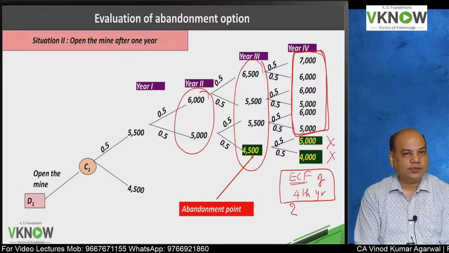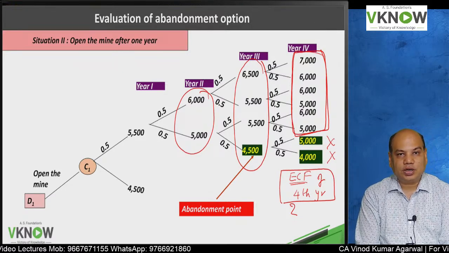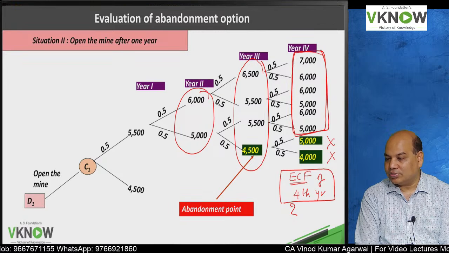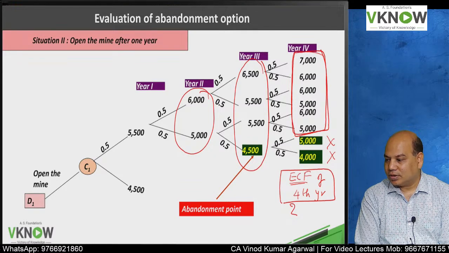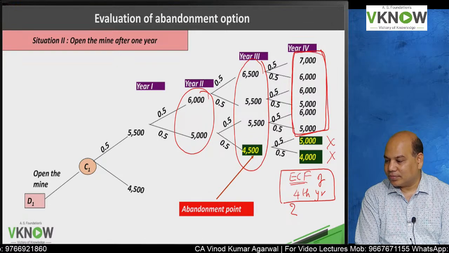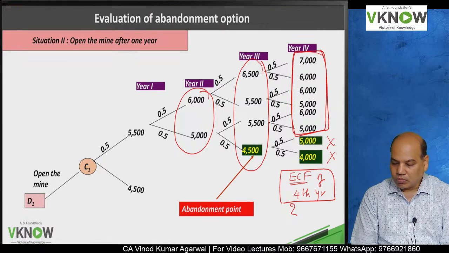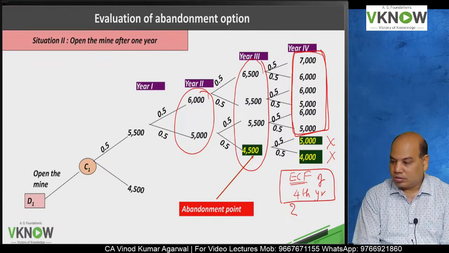Expected cash flow of the 4th year with abandonment option. Your previous answer was 9 lakh. It should be more than 9 lakh, not less than 9 lakh. 9 lakh plus something. Okay, try again.